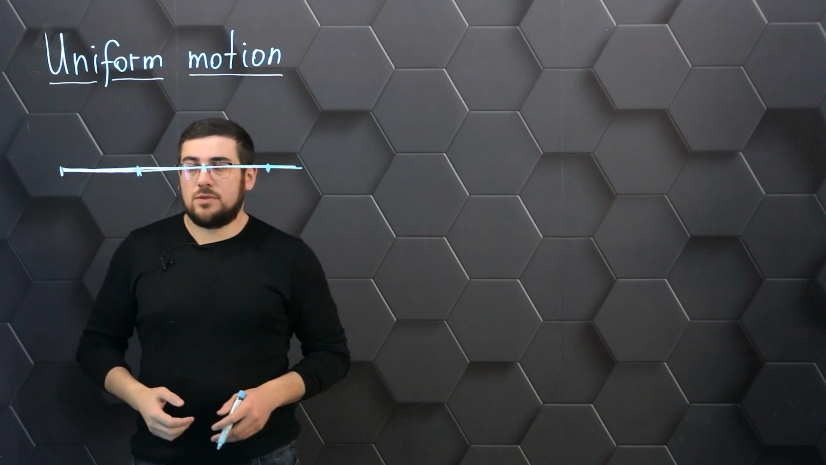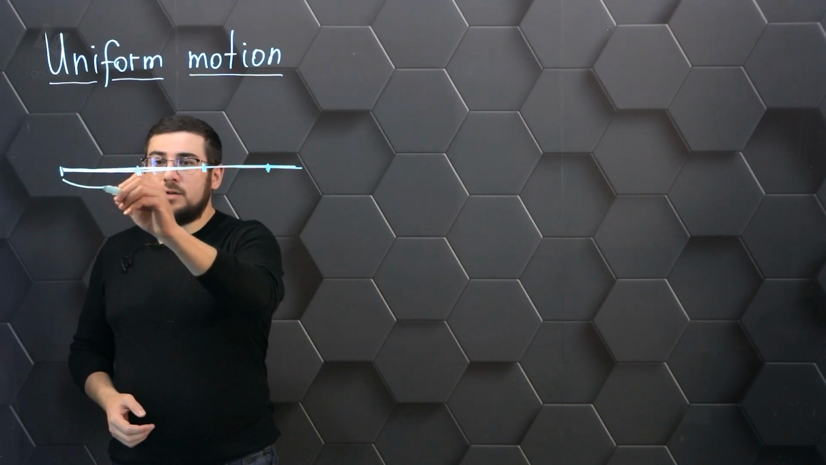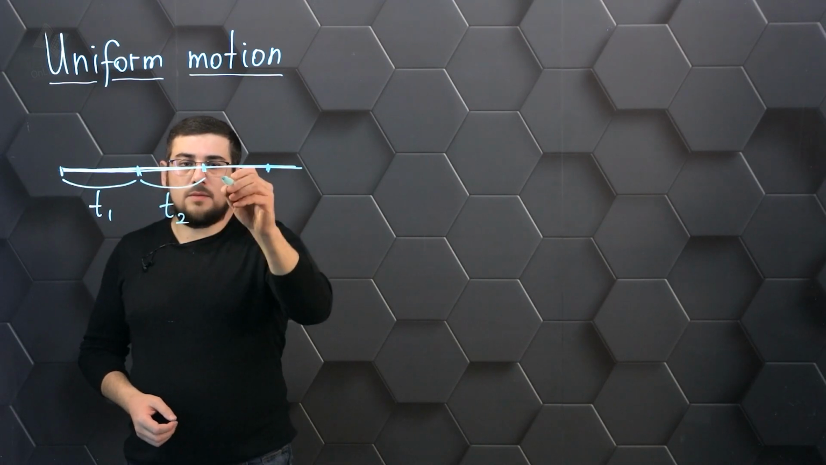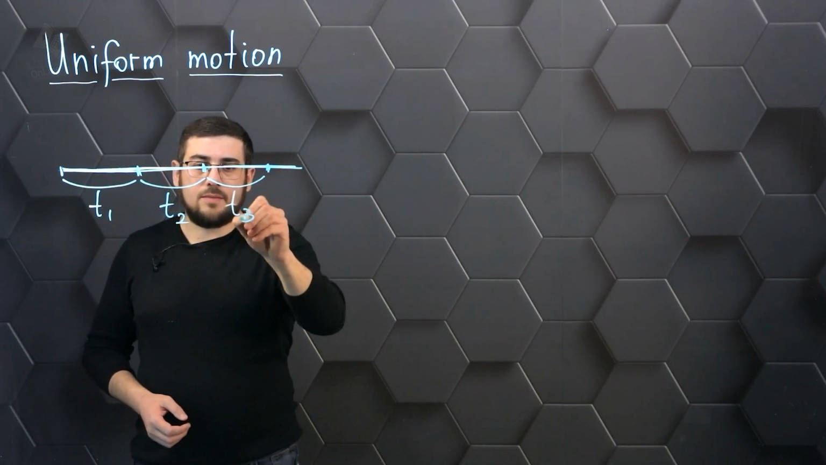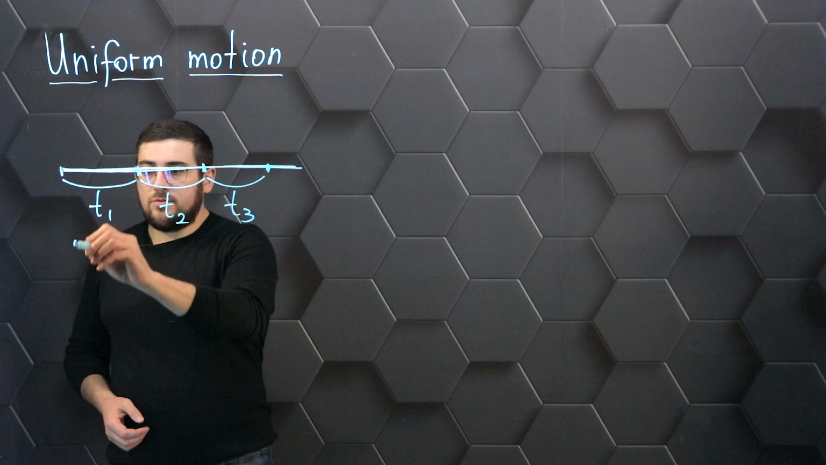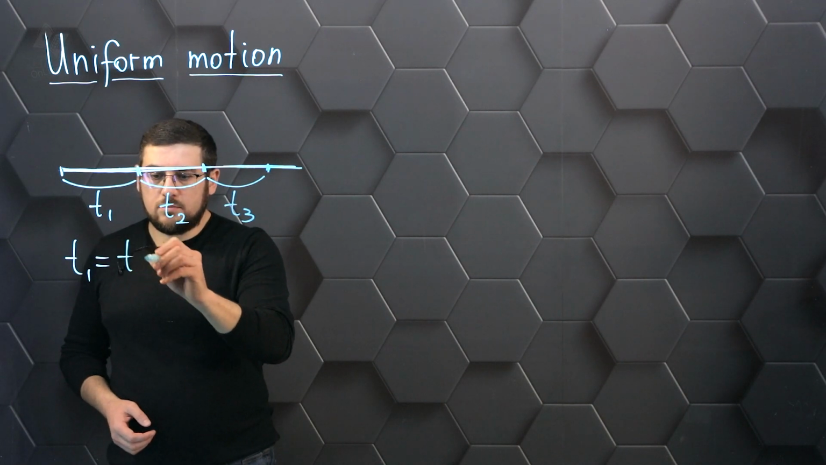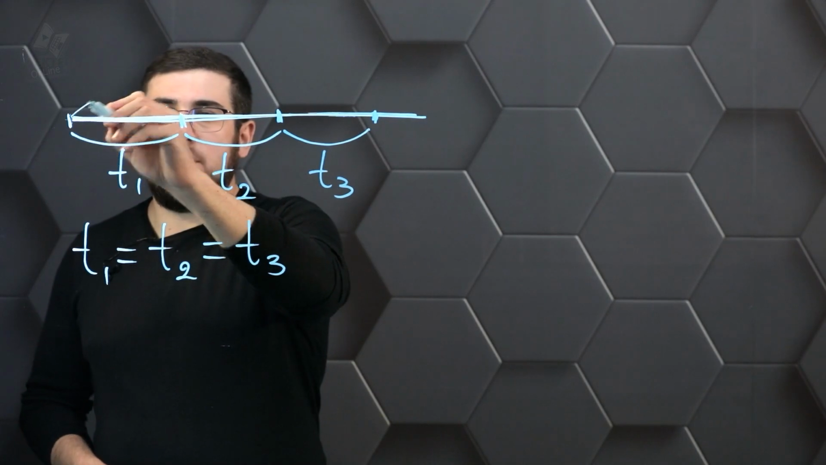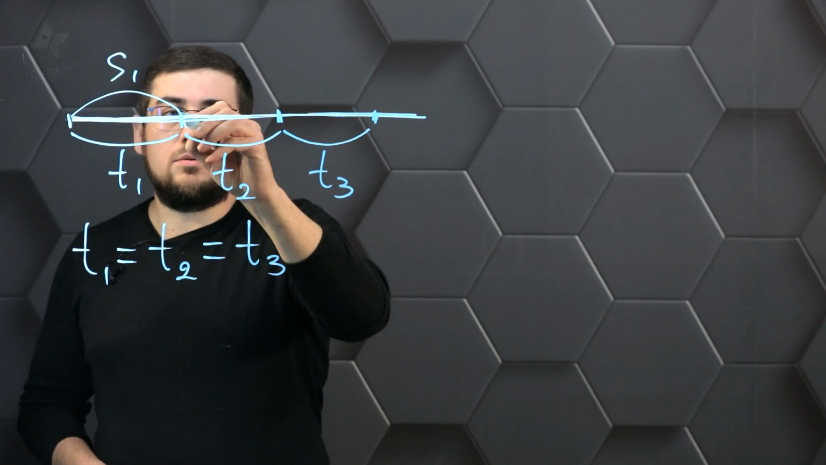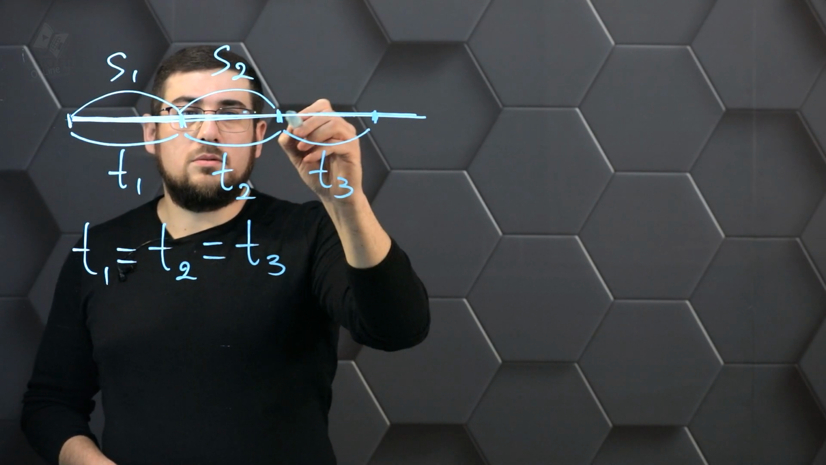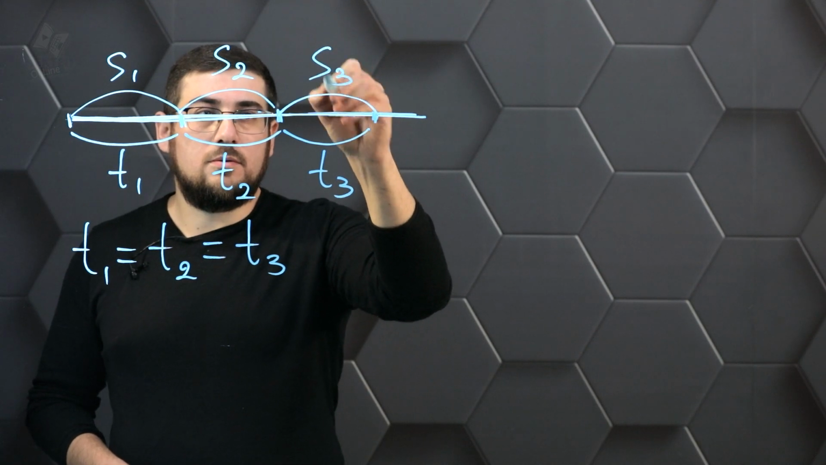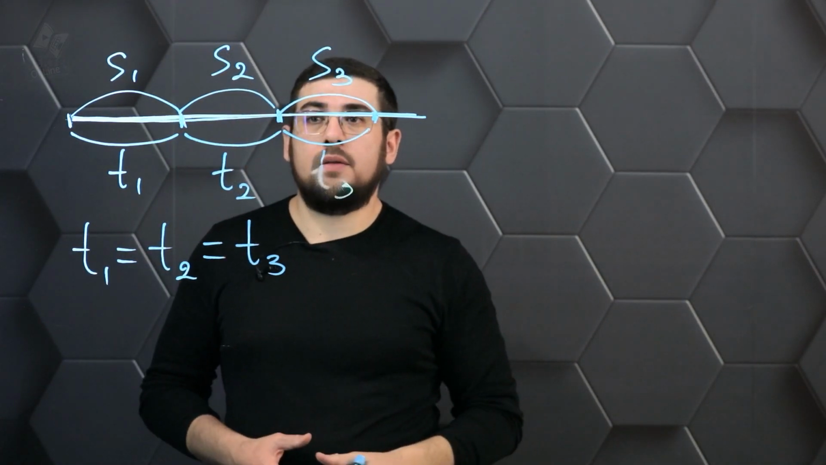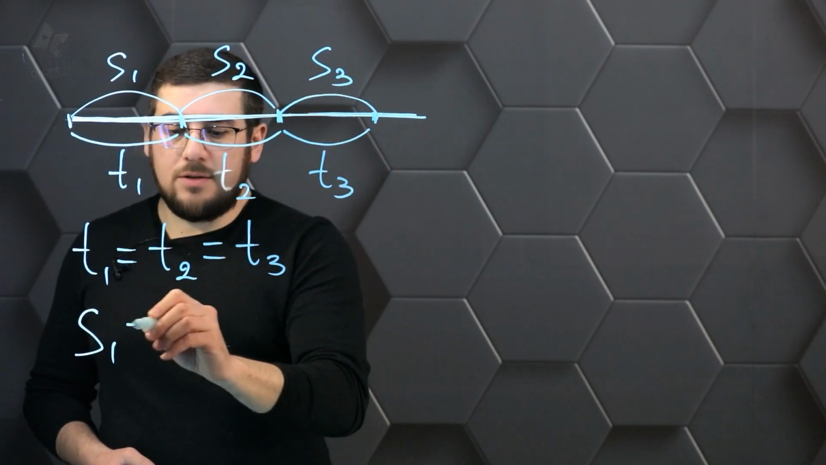The first section of its trajectory the body will pass in time t1. The second section t2. The third section t3. If these times are equal, and the displacement that the body makes during the corresponding time intervals will also be equal, then we call this motion uniform.